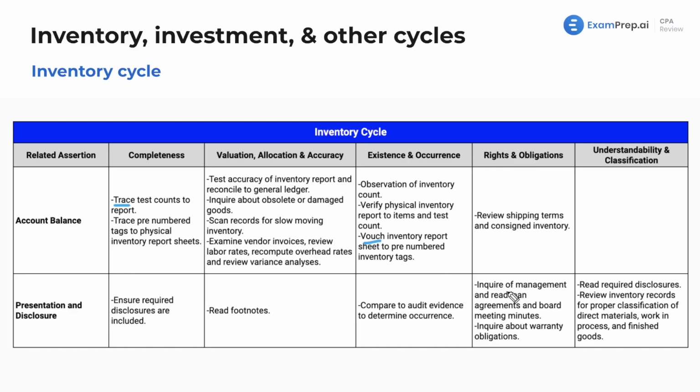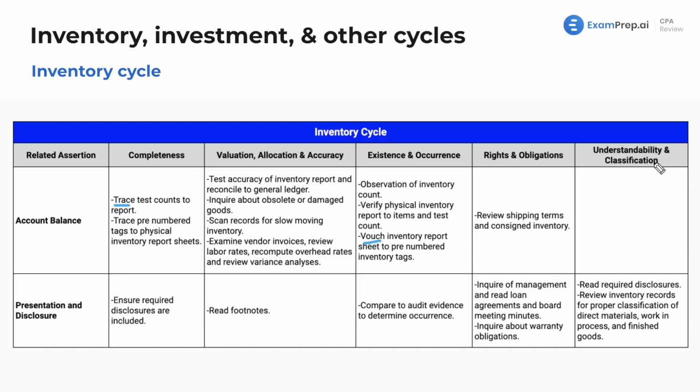Rights and obligations: inquire of management and read loan agreements and board meeting minutes, and inquire about warranty obligations. Think warranty: you got a warranty on a TV, you sell TVs, and there's a 30-day warranty where the customer can come back and return it. That has implications in terms of, can you recognize that sale yet, or can you recognize that as inventory out the door? I'm not going to get into the rules there because we don't really need to know, but just inquiring about that, thinking about that concept.